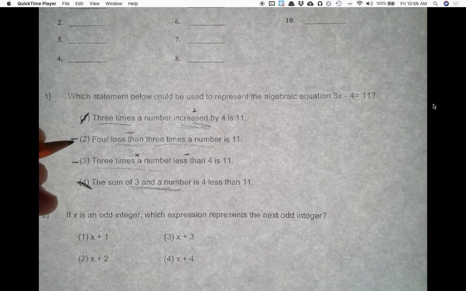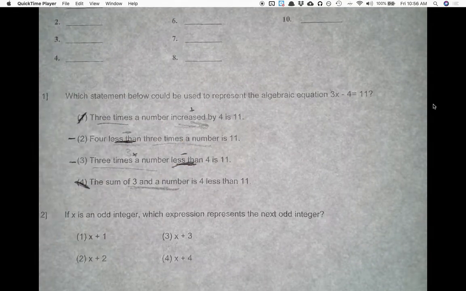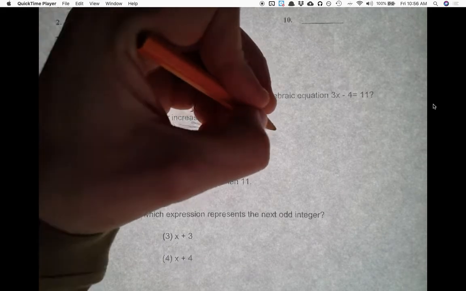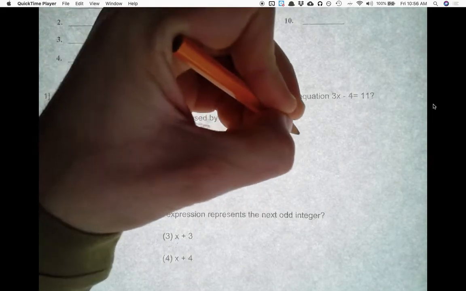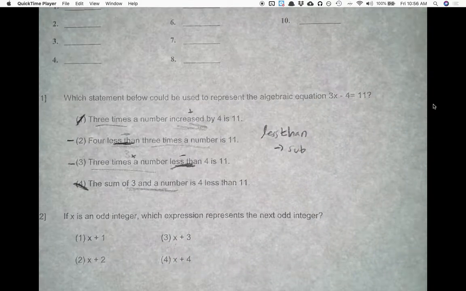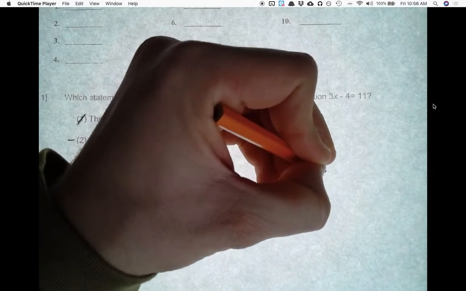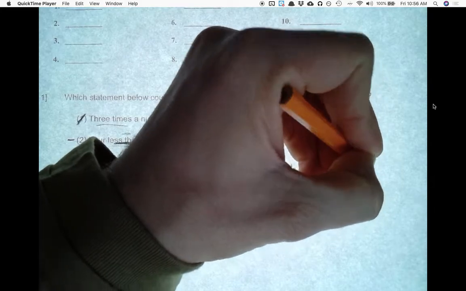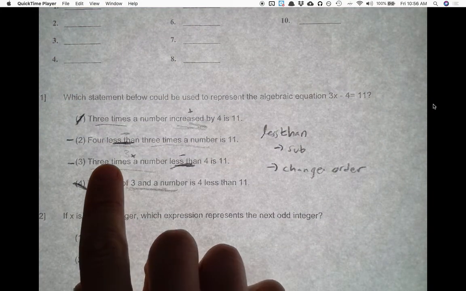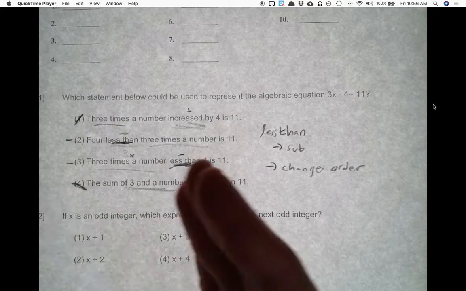And this is kind of hard. You've got to ask yourself and speak some English to yourself if you want to figure it out. Unless you just know that rule, which is whenever you see less than, it means subtract, but it also means to change the order. It's just a weird way the English language works, but if I've got 4 less than a number, it means I'm really doing that number minus 4.